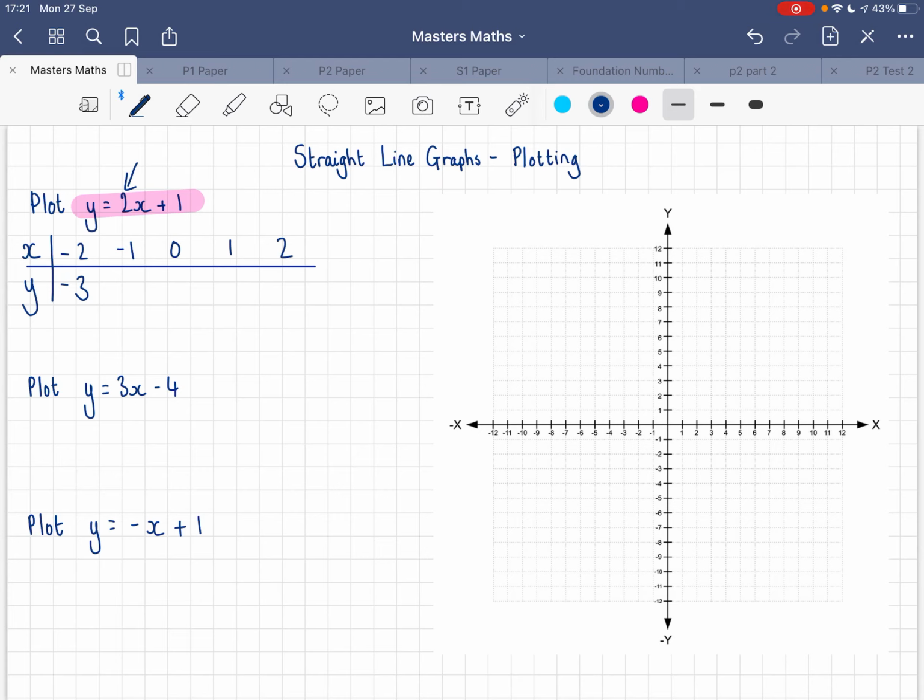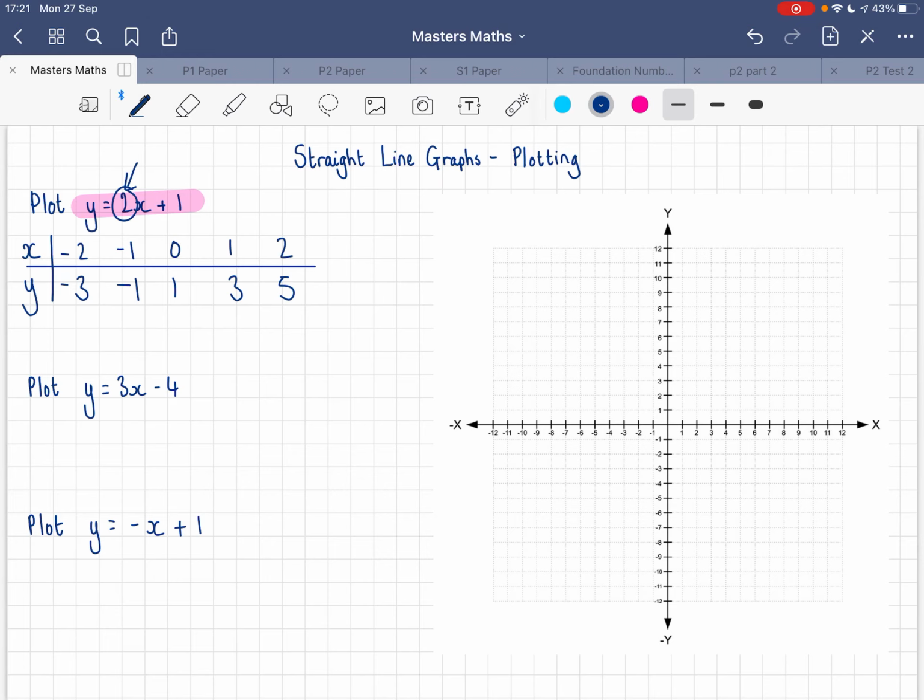The next one then, we're going to do the same thing except with -1. So I do -1, we're multiplying it by the 2 and then adding 1. So -1 times 2 is -2, add 1 is -1. Then we're just going to keep going. 0 times 2 is 0, plus 1 is 1. 1 times 2 is 2, plus 1 is 3. And 2 times 2 is 4, plus 1 is 5.